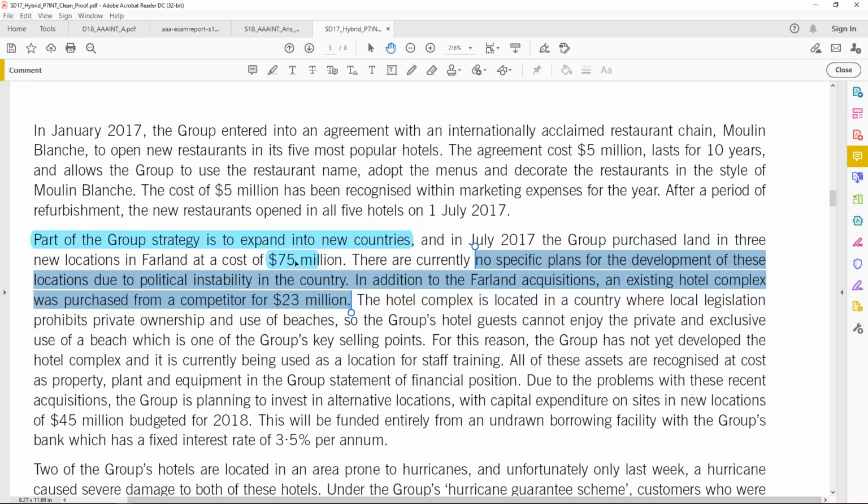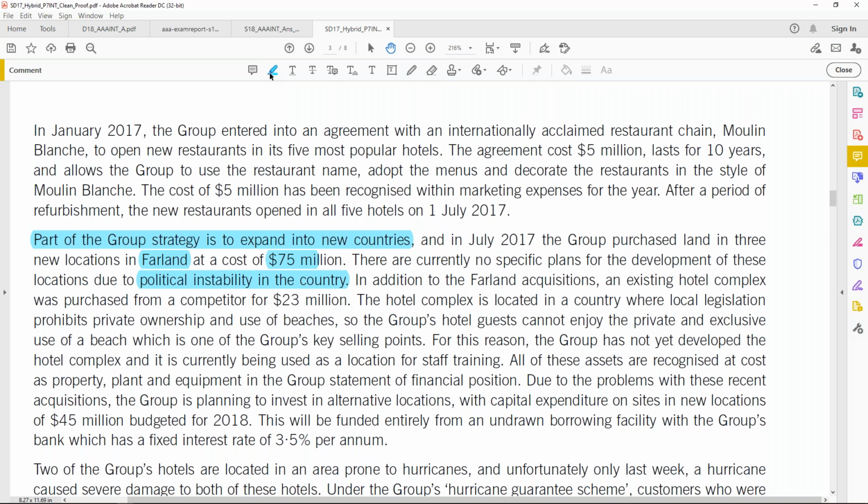So you invested $75 million in farland, but can you develop these lands into a hotel? Have you done a wrong investment? You have done an investment in a country where you have political instability. Will that really affect your investment plans? Will that really affect your expansion plans? So do you agree? Is it a right strategy that you purchased lands in farland? Do you agree with this strategy of the business?